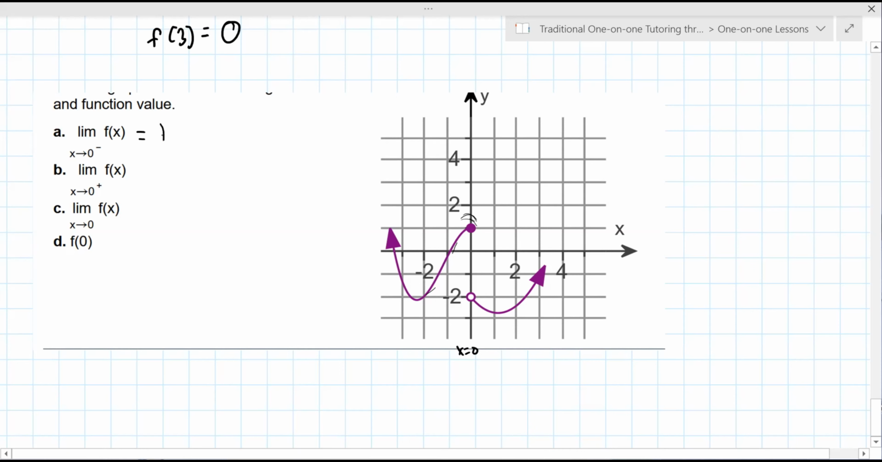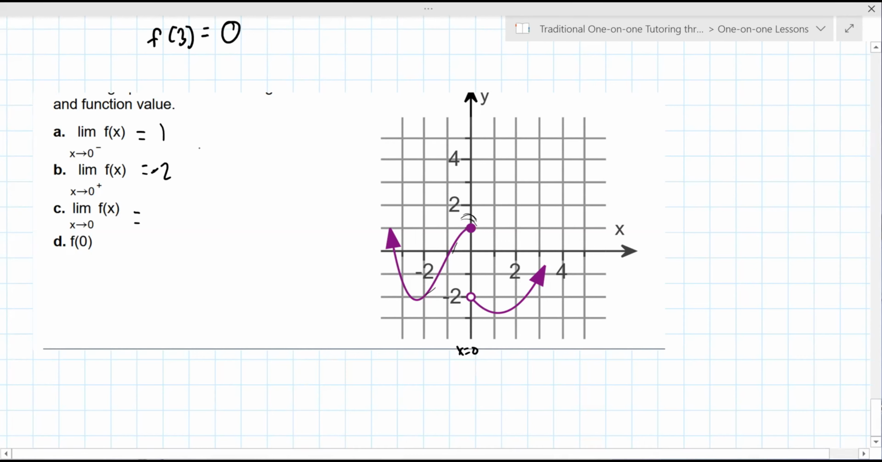From the left, it's 1. Letter B is the limit as x approaches 0 from the right. So again, I find 0, and then I traverse the curve from the right, so it's -2. Now, it does not matter that the function does not exist there. It's just, what is it approaching? You don't have to actually get there. What is it approaching?